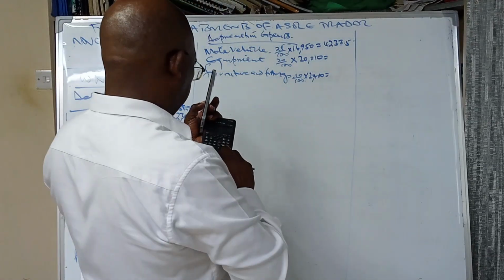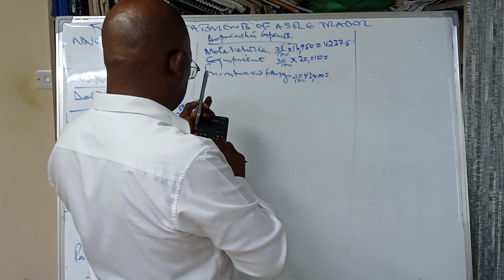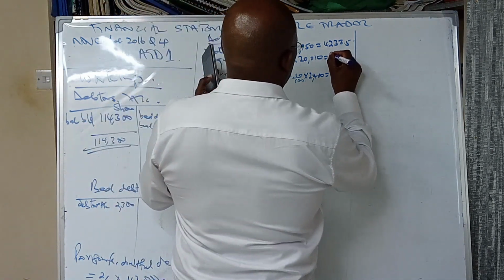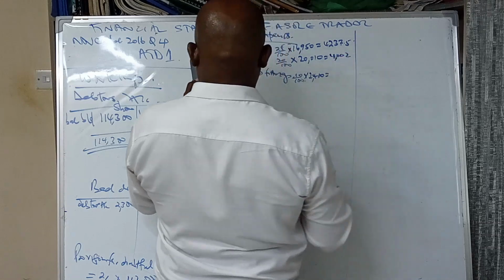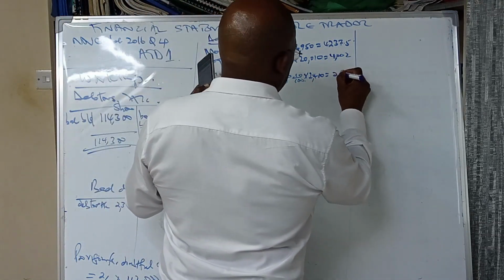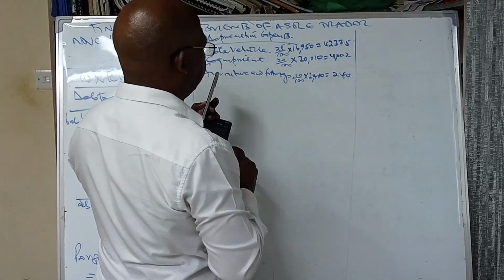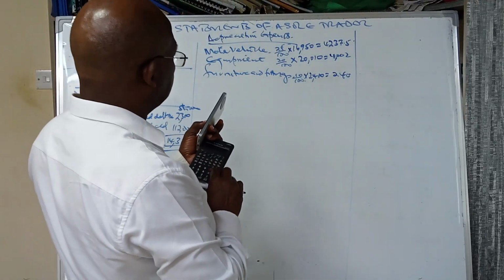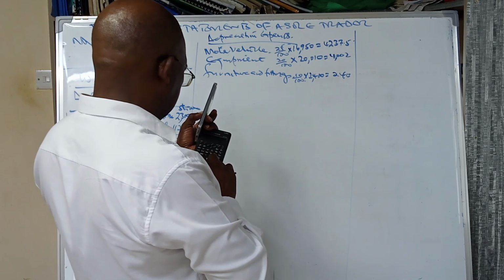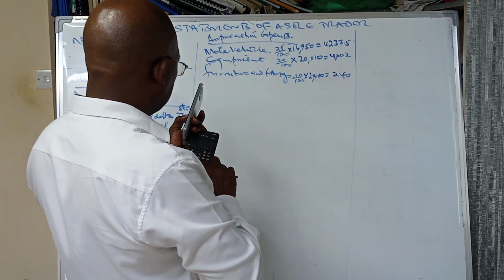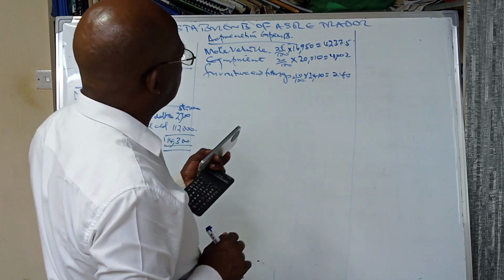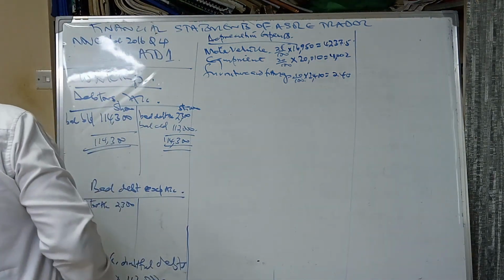47.5. 20%, 0.2 of 20,010 is 4,002. And this is 240. 0.2 of 20,010, you get 4,002. So that is the depreciation expense.